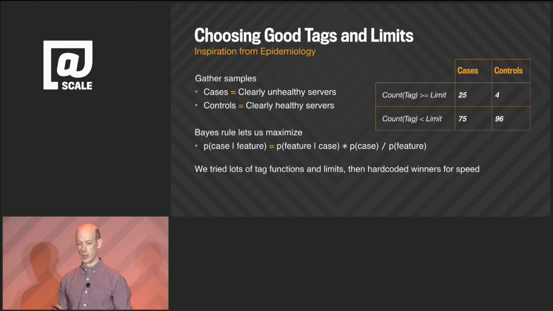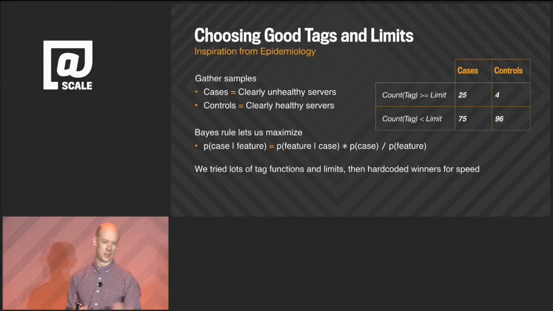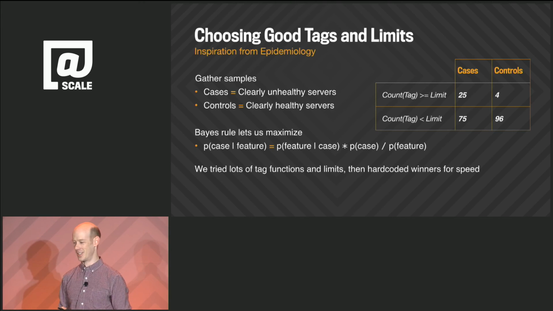There's a little bit of a catch-22 here, which is that once you put good tag functions and limits into the system, the system gets healthier, so it becomes harder to gather new cases and controls. We don't have a good answer for that yet. I guess we can always just turn it off for a couple days, get some more good data, and then turn it back on again.